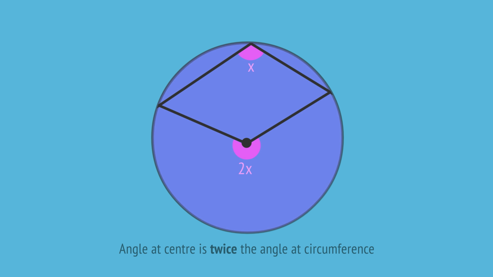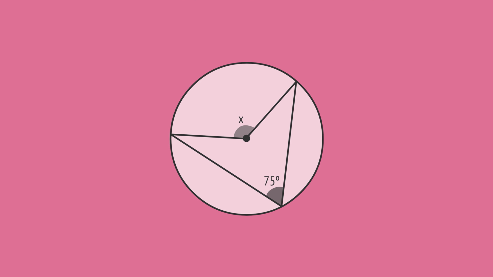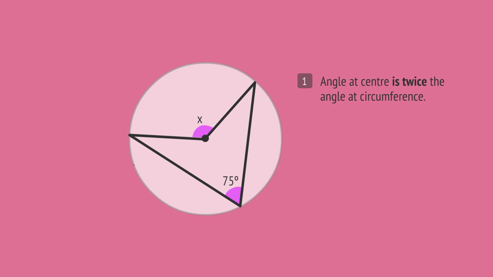In this case, remember that the angle at the center is this reflex angle, not the angle on the other side of the radii. So, given a problem like this where we need to find angle x, we recognize this pattern with the angle x at the center, formed by two radii, and a 75-degree angle connected to the ends of these radii. We can apply the angle relationship and state that angle x is twice the angle at the circumference. So 2 times 75, or 150 degrees.